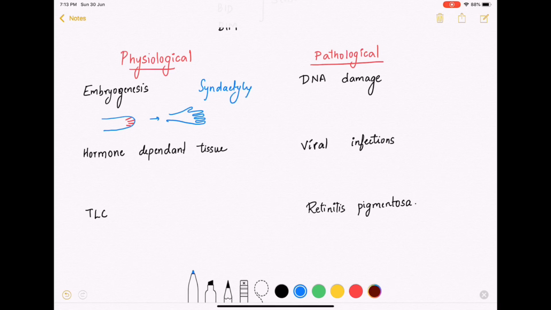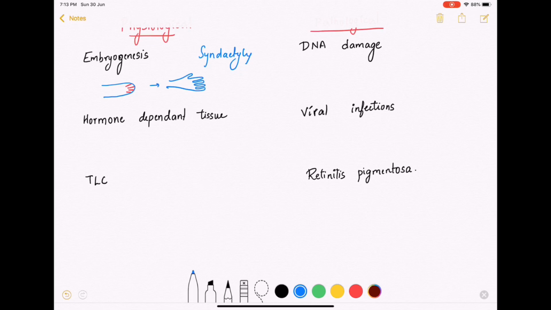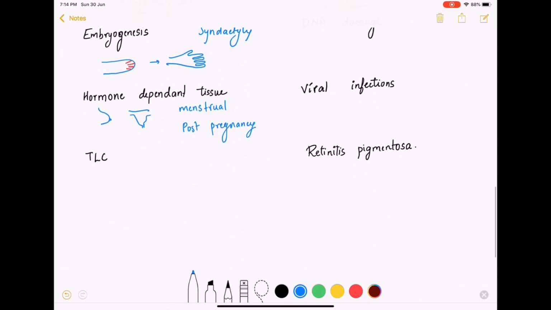Another important example is about the hormone-dependent tissues. Especially we have the breast and the uterus. The endometrium of the uterus undergoes cyclical changes with the menstrual cycles and also post-pregnancy. As the level of the hormones that maintain either the endometrium or the breast tissue falls down, these tissues also regress.